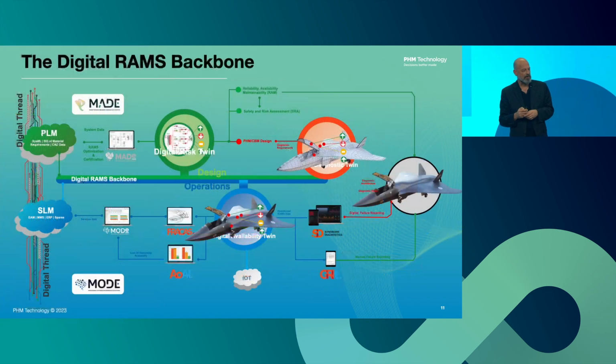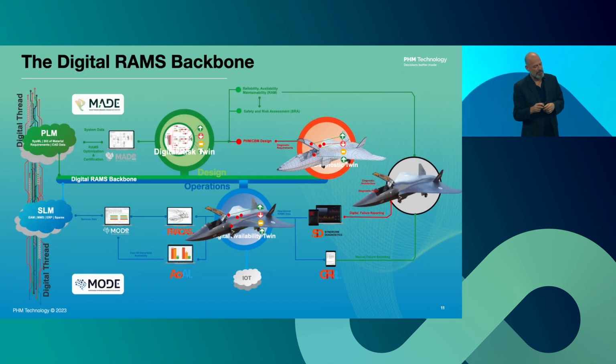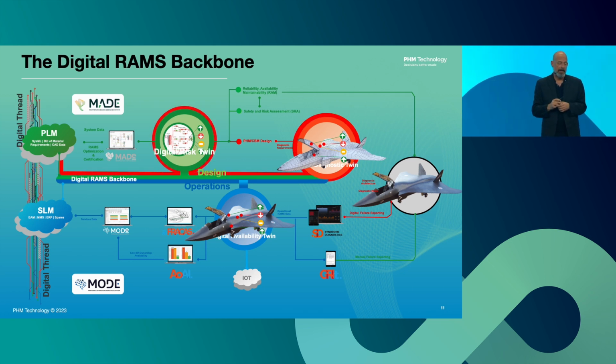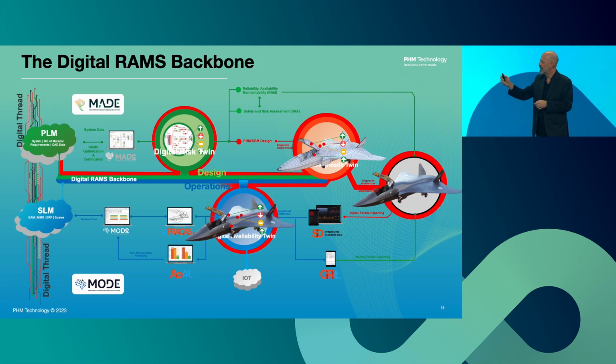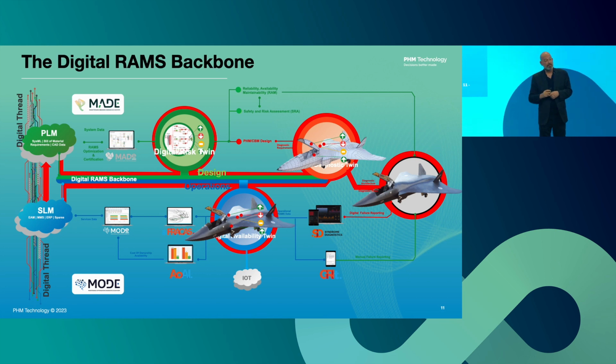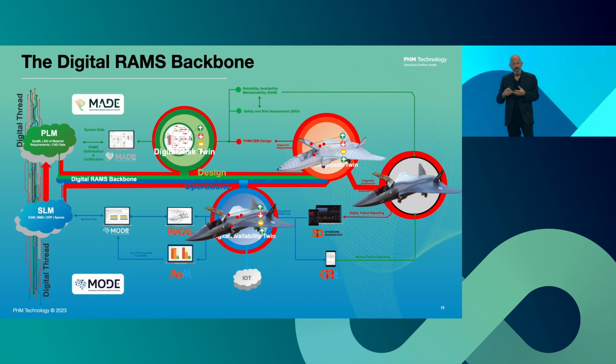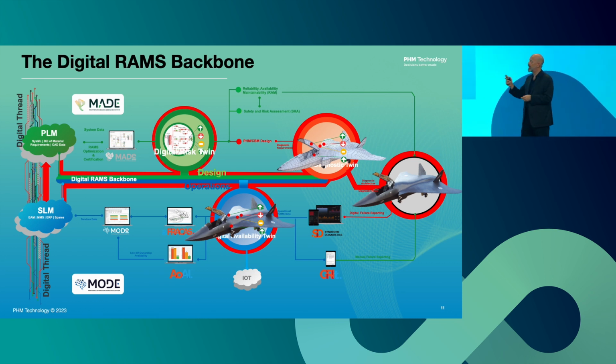So the first product that we've developed is going to be syndrome diagnostics, which I'll show you. But this is a representation of the digital RAM's backbone. So you can see on the top left, I think I've got a pointer here, don't know. Top left, you can see there's a PLM. All right, that's where it all starts. That's where the requirements are. That's where the system engineering is being done. Information can be transferred from that into the MADE model, which provides that digital risk twin.